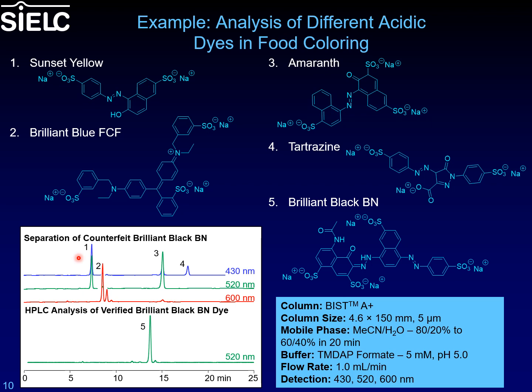Instead, through an analysis at different wavelengths using a BIST A+ column, we found that the brilliant black dye was in fact counterfeit and instead contained sunset yellow, brilliant blue, amaranth, and tartrazine, and that the black color was simply generated by mixing all 4 of these dyes together. By comparison, we did run an authentic sample analysis on brilliant black dye and found what the exact retention time on the same method would be for the compound. Of course, the elution order for these compounds also correlates to the number of ionizable groups present in each of the dyes.